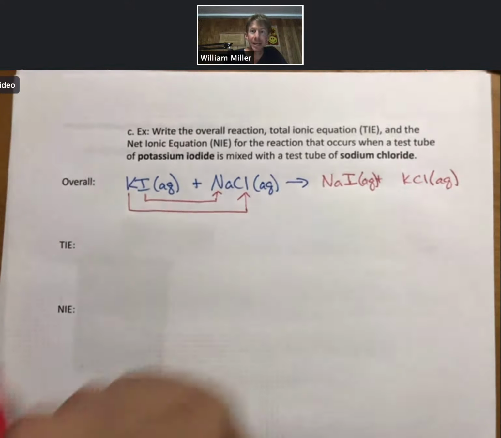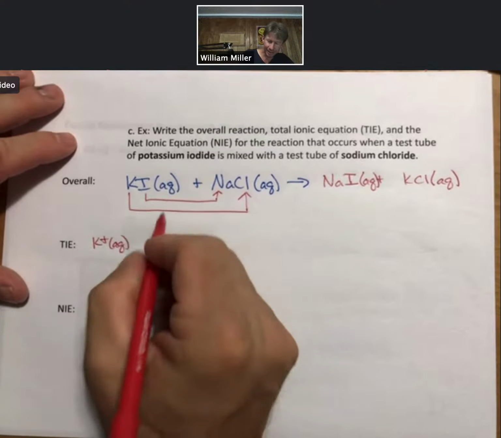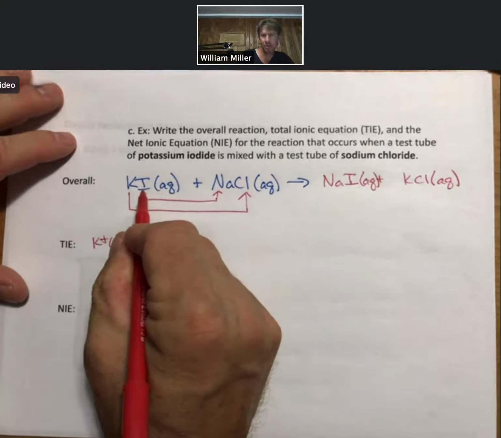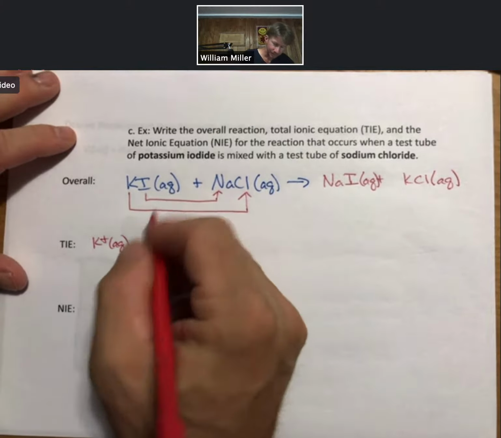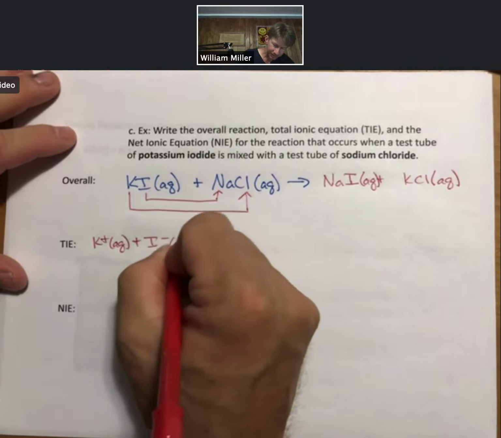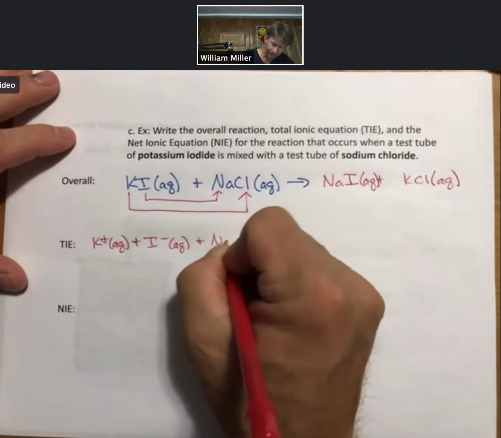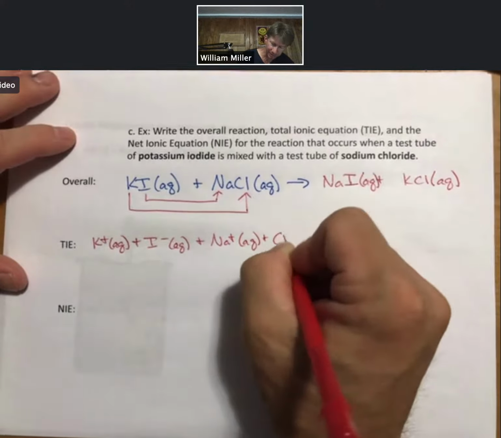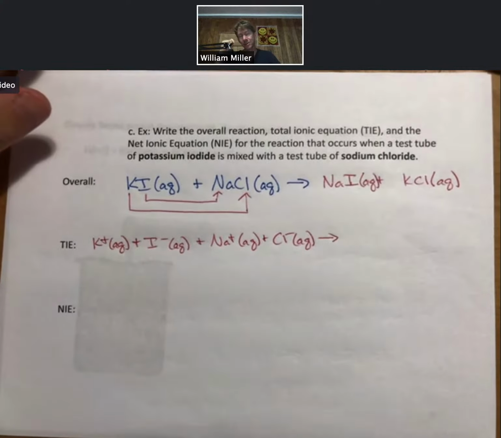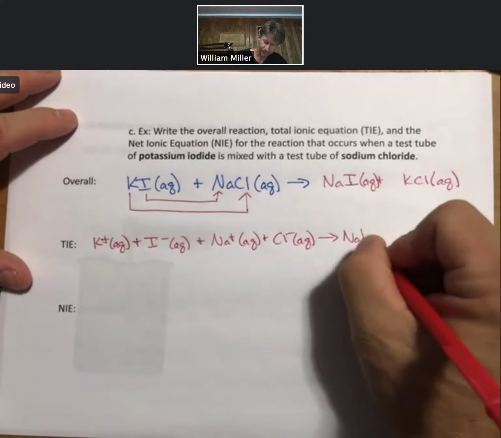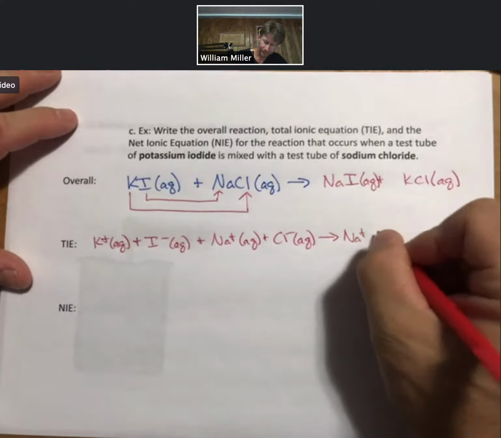Now the TIE. TIE is going to have any strong electrolyte, and strong electrolytes are ionic compounds that dissolve, will break up into ions. Same thing for sodium chloride. Then we get to the product side. Sodium iodide, also strong electrolyte. Potassium chloride, also strong electrolyte.